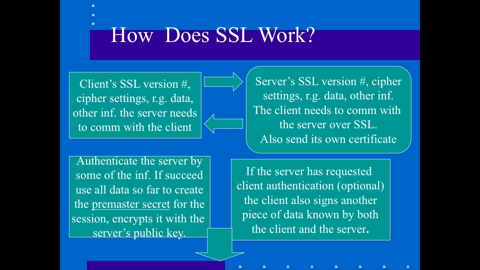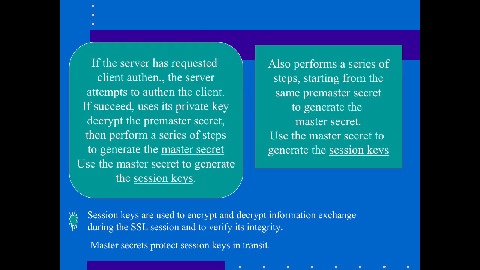And if the server has requested client authentication, the client signs another piece of data known by both the client and the server. This validates the two-way communication. If the server has requested client authentication, the server attempts to authenticate the client, and if it succeeds, it uses a private key at decrypting the master secret.